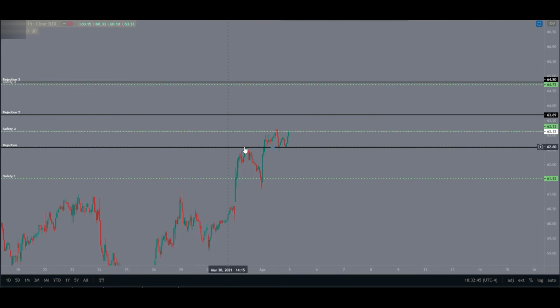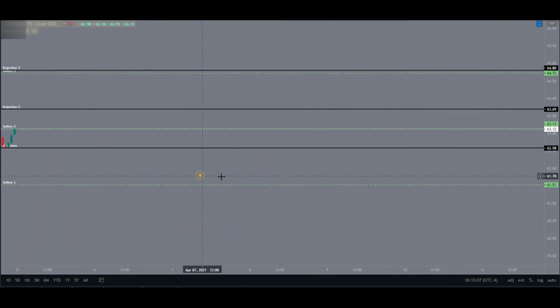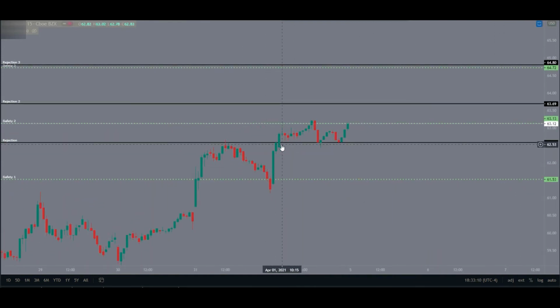Let's look at the rejection line. What it means is I want to see price rejecting the line. I need to see price rejecting the line. So we can see here that on April 1st at about 10 o'clock, price starts to reject it. That's a big green candle, a big green candle right through the rejection line. This is the 15-minute, by the way. So that's very, very clear.